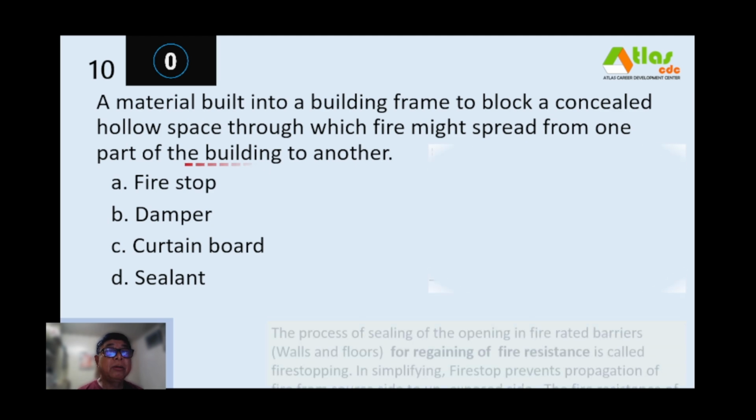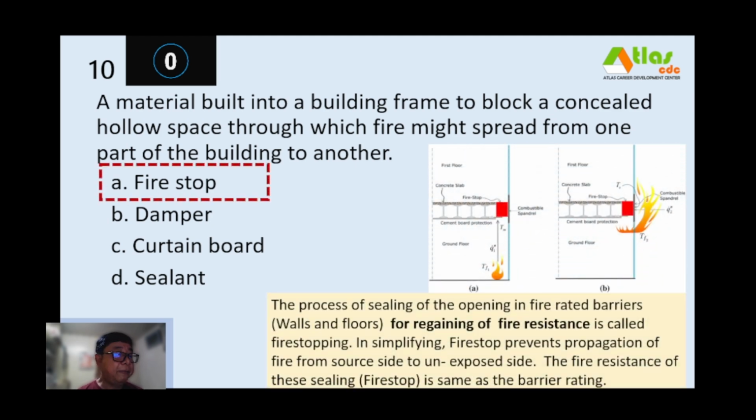And our correct answer is letter A, fire stop. So the process of sealing of the opening in fire-rated barriers or walls and floors for regaining of fire resistance is called fire stopping. In simplifying, fire stop prevents propagation of fire from source side to unexposed side. The fire resistance of this sealing or fire stop is same as the barrier rating. So kung merong opening na ganito, no, so you can provide a material for fire stopping. And sealant is a material used for fire stopping as well, no?